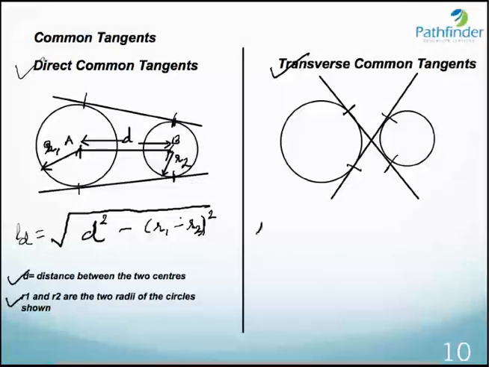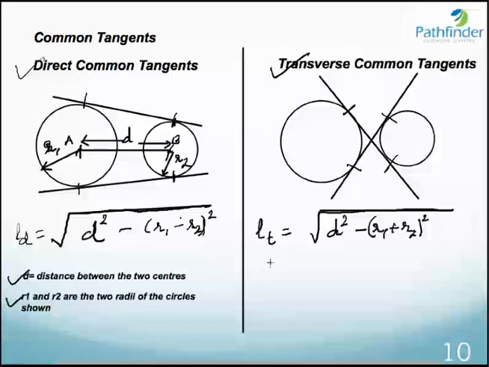Similarly, the length of the transverse common tangent is given by LT is equal to under root of d square minus r1 plus r2 whole square, where d, r1 and r2 have the same meanings as earlier.